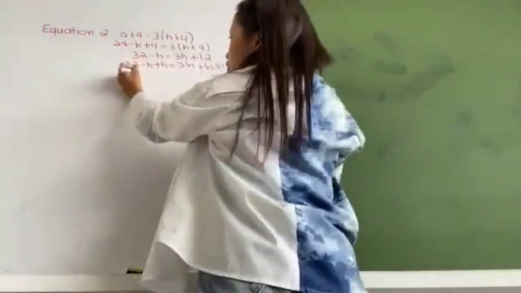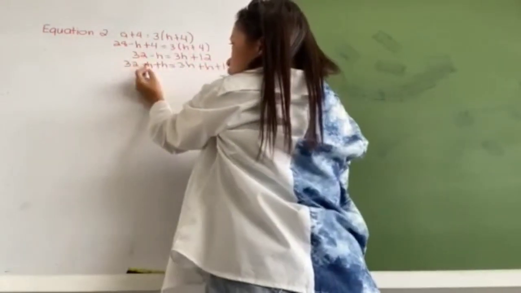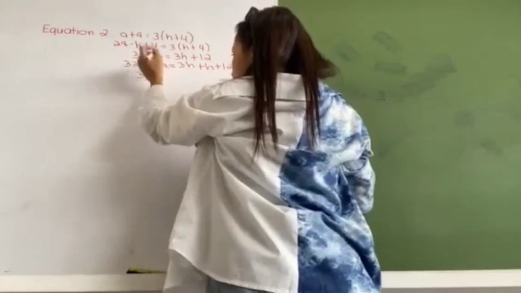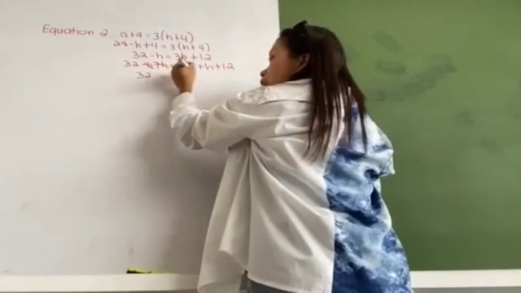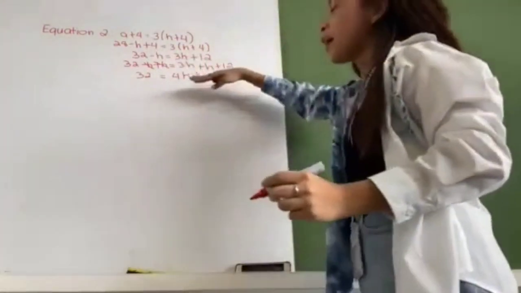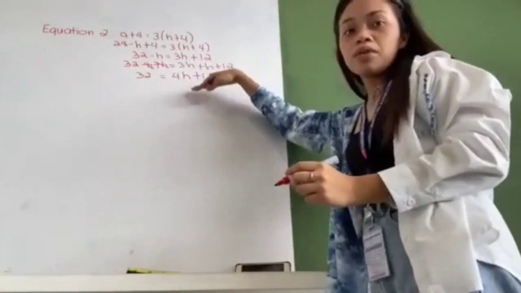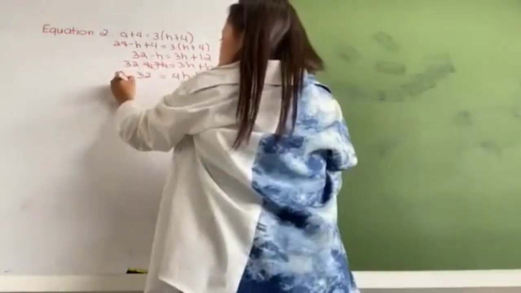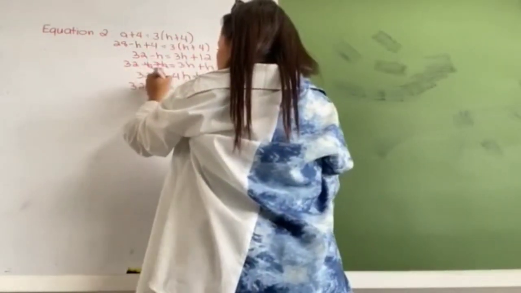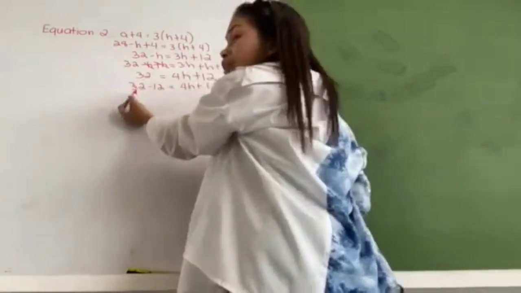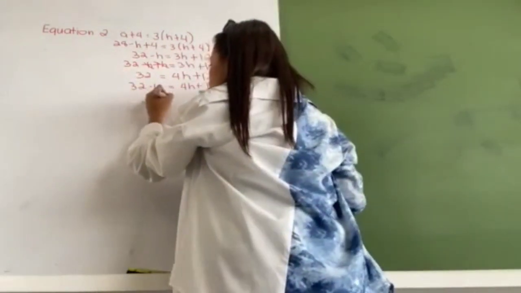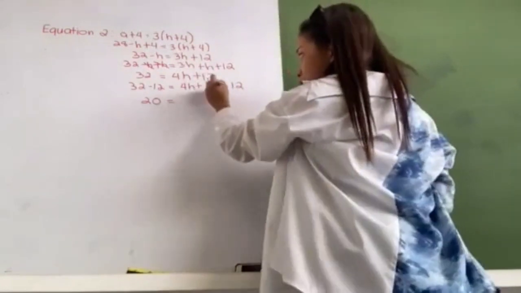So, bring down 32, negative h plus h cancel, equals 3h plus h is equal to 4h, then plus 12. Then para makansel na po na ito ang 12, we'll add both sides with negative 12. 32 minus 12 equals 4h plus 12 minus 12. 32 minus 12 is equal to 20. Then 12 minus 12 cancel because it is 0.